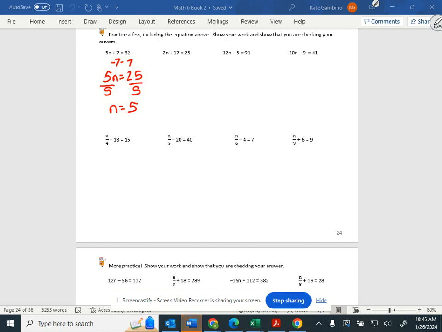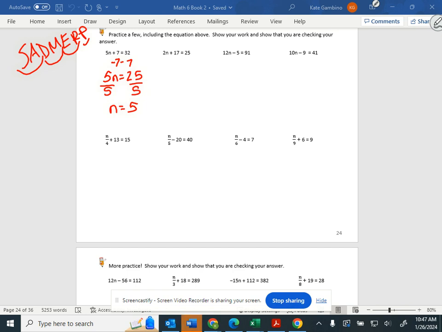Let's look at our next one. 2n plus 17 equals 25. What is the first step we have to do? Remembering that we are doing SADMERP. Subtracting and adding, dividing and multiplying, exponents and radicals, and then parentheses. So what is our first step?